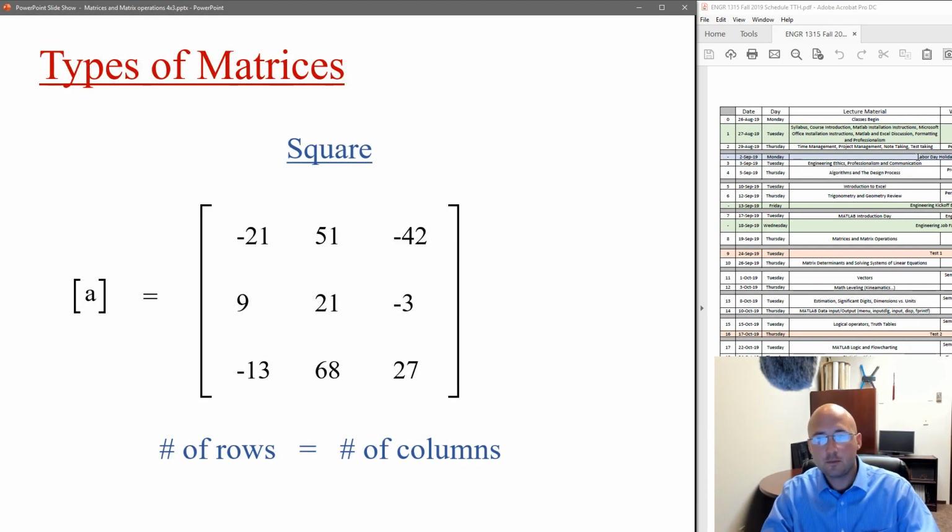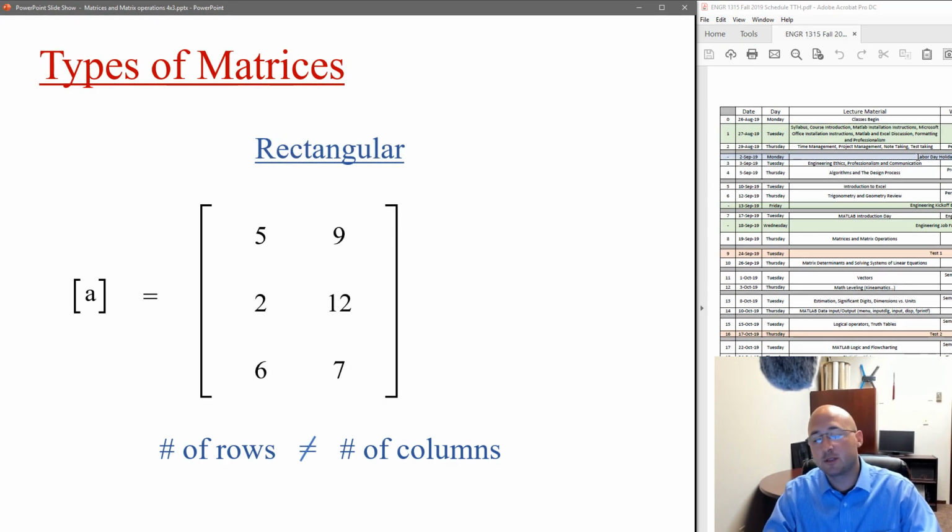All right, so now let's talk about a few types of matrices. First, there's a square matrix. Very easy. The number of rows equals the number of columns. This is what I've been showing you up to this point anyway. In this case, it's a 3 by 3, but it could be a 2 by 2, 4 by 4, 5 by 5, all the way up to an n by n.